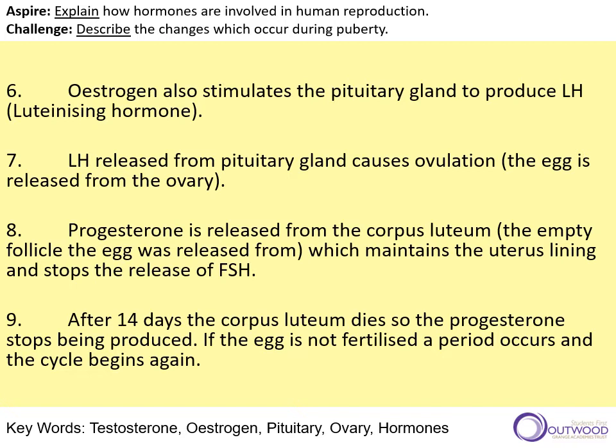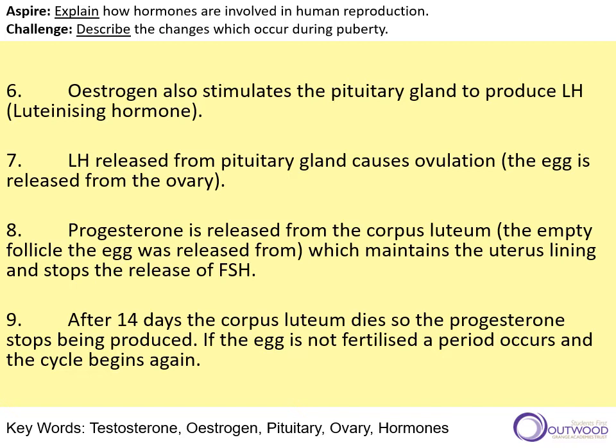Okay, so LH released from the pituitary gland causes ovulation and the egg is released from the ovary. Point 8, progesterone, which is the 4th hormone. So we've gone through FSH, LH, estrogen, and this is now the 4th hormone, progesterone. It's released from the corpus luteum. That's basically the empty follicle the egg was released from, which maintains the uterus lining and stops the release of FSH.